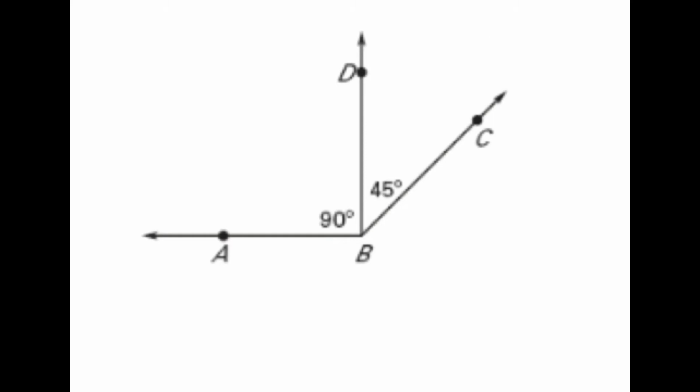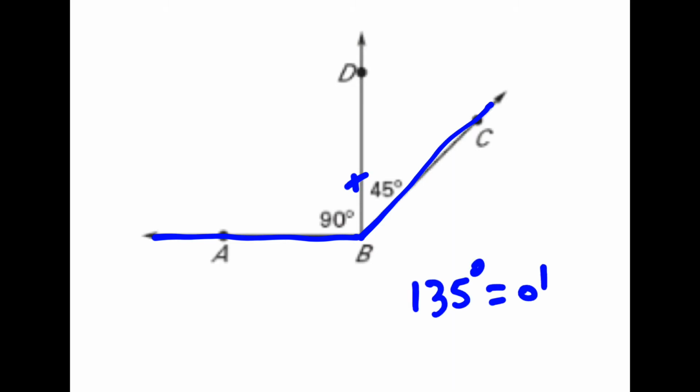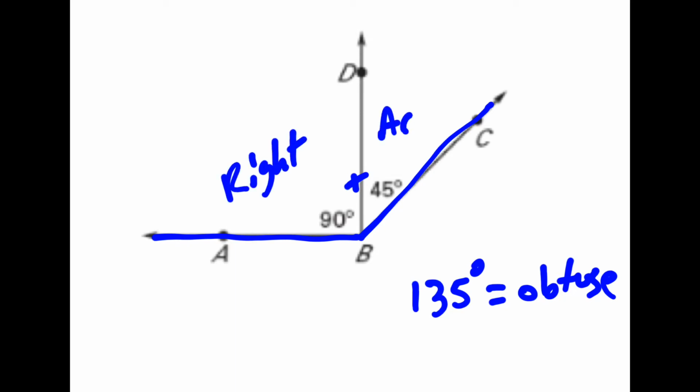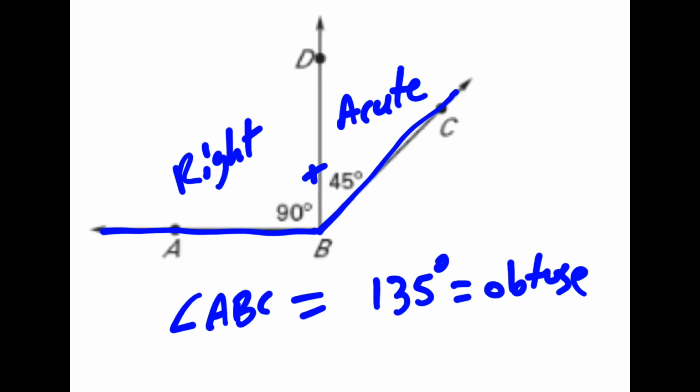So in this example, if I wanted to find out what ABC was, all I have to do is add together 90 and 45, and it's 135 degrees, which is obtuse. The 90 degree angle is a right angle, and the 45 degree angle is acute, which I could write this way: angle ABC is equal to 135 degrees.